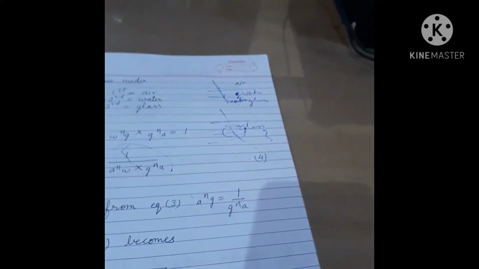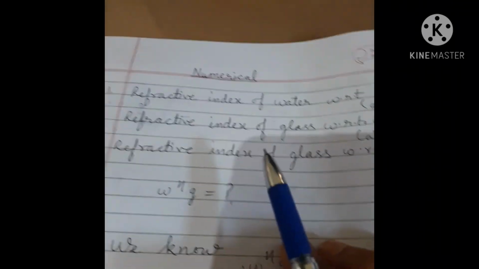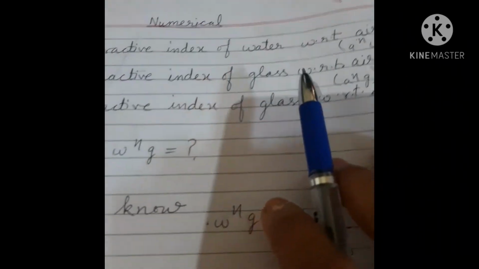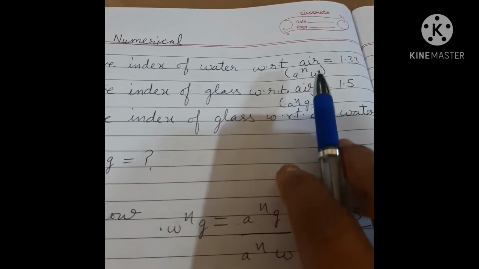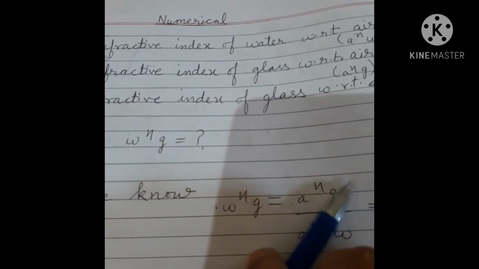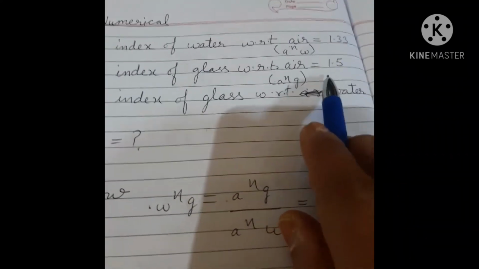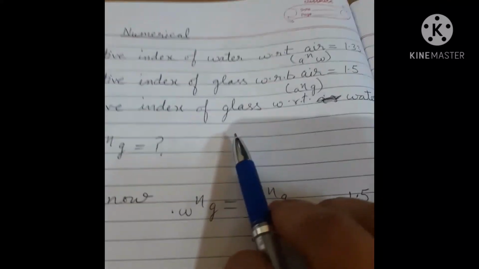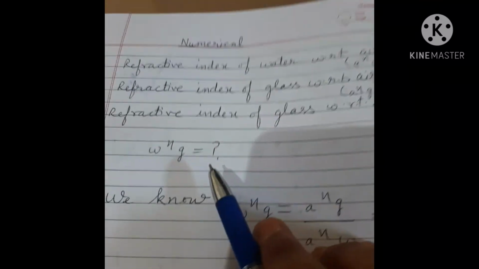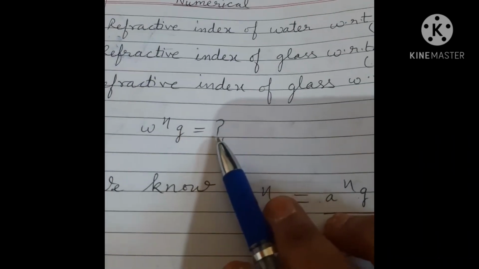These are the formulas of refractive index. Now coming to the numerical section. Suppose refractive index of water with respect to air is given, it's 1.33. Refractive index of glass with respect to air is 1.5. So refractive index of glass with respect to water, if you have to find out, this is the question mark.